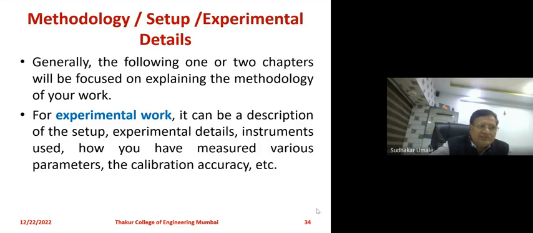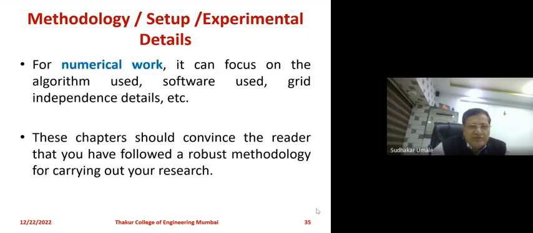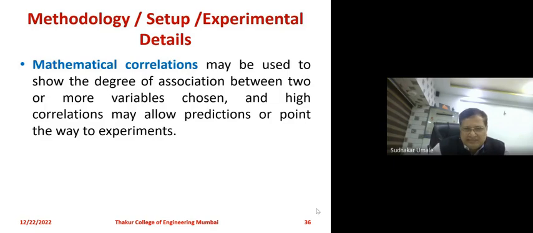When you are doing numerical work, it is also very important how to write the numerical work. For numerical work, it can focus on the algorithms used, software used, and grid independence details we require. So this chapter should convince the reader that you have followed a robust methodology for carrying out your research. The third part of methodology is mathematical correlations. Mathematical correlations may be used to show the degree of association between two or more variables chosen, and high correlations may allow predictions or point the way to experiments.